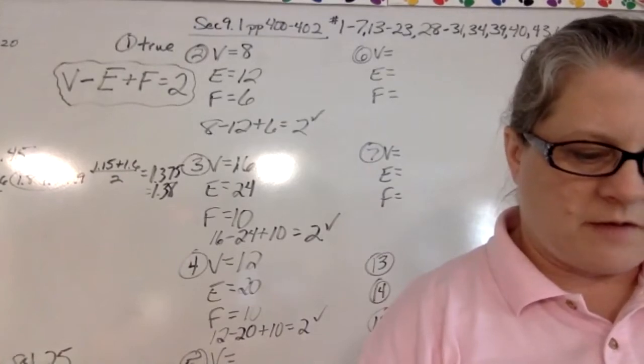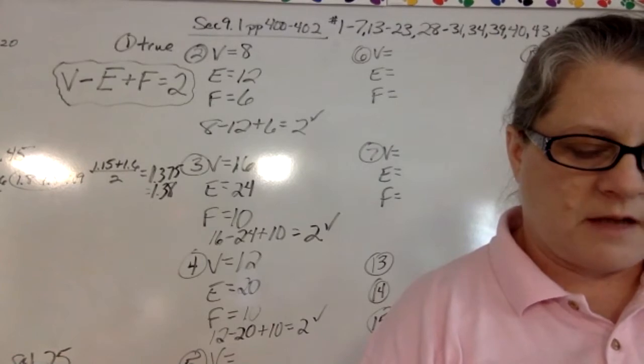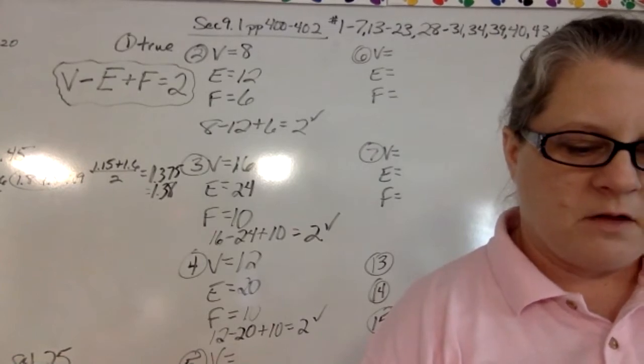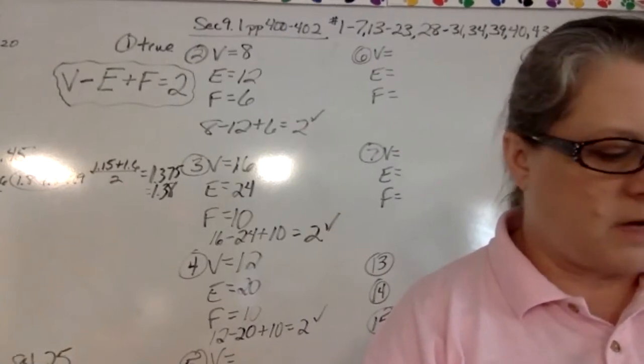And then number 5, that's a type of a pyramid. You need to count all the vertices around the bottom first.